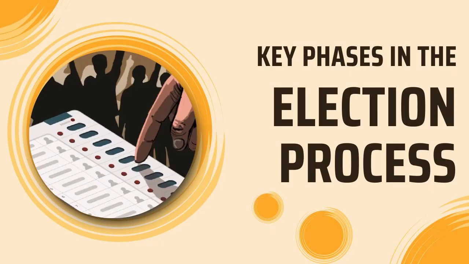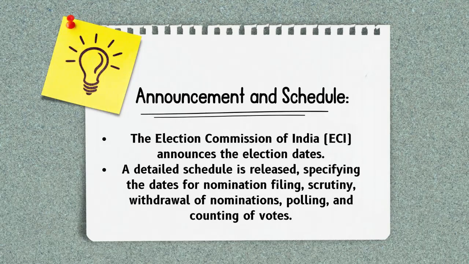The key phases in the election procedure are as follows. Number 1. Announcement and schedule. The Election Commission of India (ECI) announces the election dates. A detailed schedule is released specifying the dates for nomination filing, scrutiny, withdrawal of nomination, polling and counting of votes.